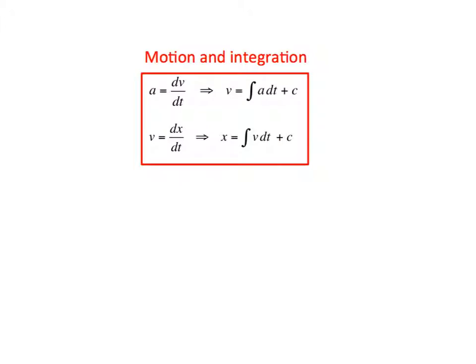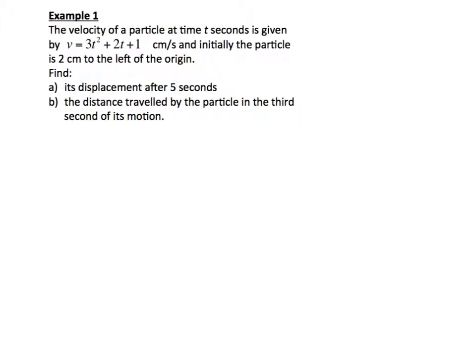So if you were to integrate velocity, you'll get displacement, which is what this is saying here. So we've got two examples in a past HSC question. Alright, the first example says the velocity of a particle is given by this. Initially the particle is 2 centimetres to the left of the origin. So that bit there means when t equals 0, the displacement, which is x, is 2 centimetres to the left, which is -2. Alright, find its displacement after 5 seconds. So we're given an expression for v.